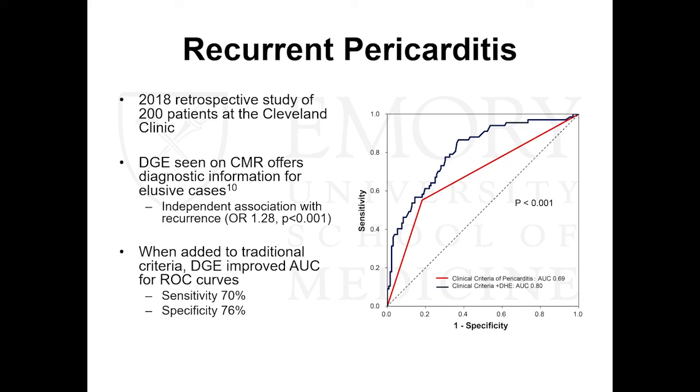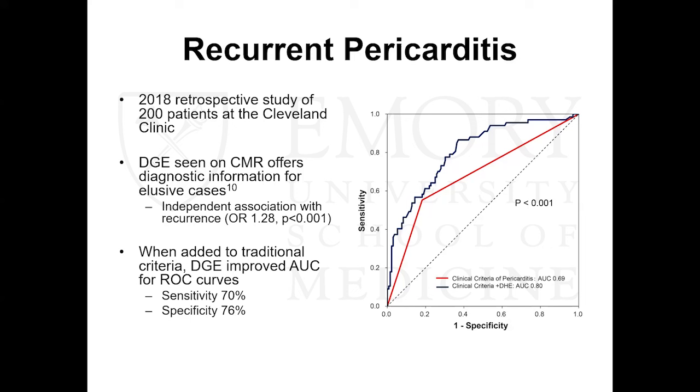And what they found was that there was an independent association with recurrence whenever delayed gadolinium enhancement was seen on cardiac MR, with an odds ratio of 1.28. So there was some added value in patients where maybe we weren't totally sure if the patient was having an episode of recurrence in helping to diagnose this. The authors of this paper actually added delayed gadolinium enhancement to the traditional diagnostic criteria for recurrent pericarditis. And then we can see the receiver operating curve over here on the right and how this improved the area under the curve for them.